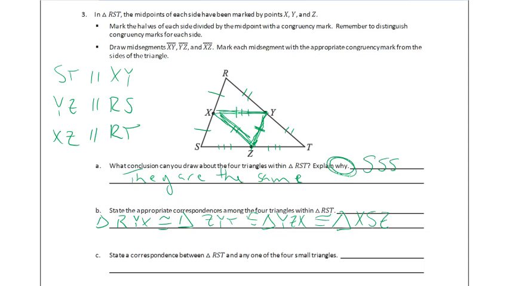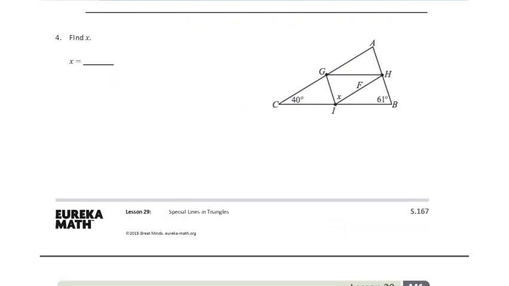All right, that's not too bad. If we want to state a correspondence between RST and any one of the 4 smaller triangles, well, how many small triangles fit into the big triangle? Let's count them. We've got 1, 2, 3, and 4. So triangle RST is 4 of any one of the small triangles. So I'm just going to say triangle RYX, because we know from the second step above that all those triangles are the same. It's not too bad. Let's go to the next slide.